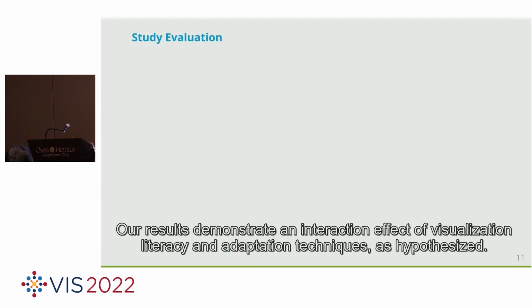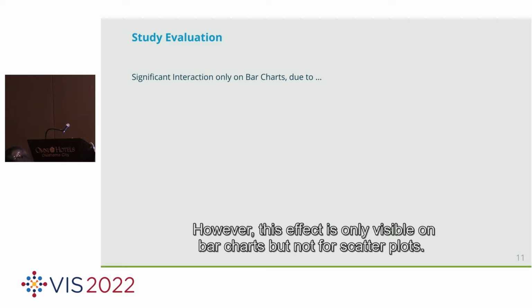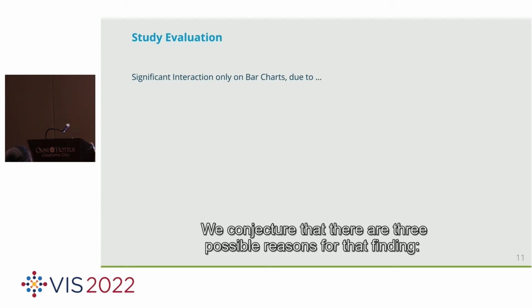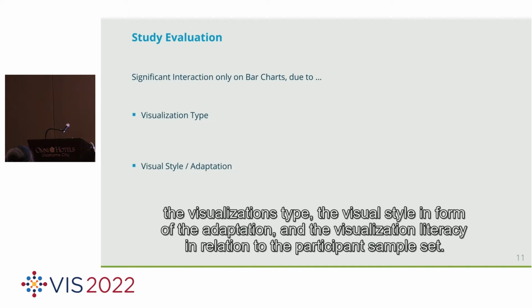Our results demonstrate an interaction effect of visualization literacy and adaptation technique, as hypothesized. However, this effect is only visible on bar charts, but not for scatter plots. We conjecture that there are 3 possible reasons for that finding: the visualization type, the visual style and form of the adaptation, and the visualization literacy in relation to the participant sample set.